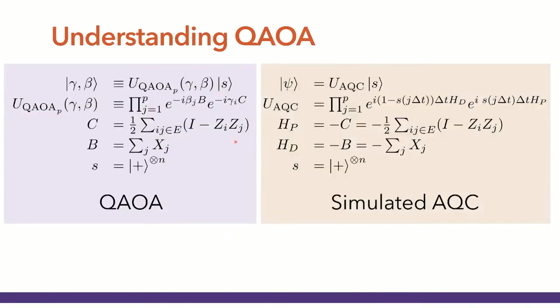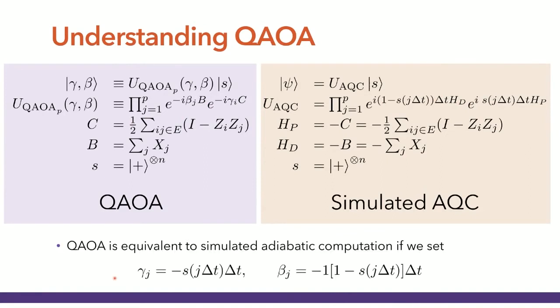So just to put them side by side, on the left we have the QAOA, and our ansatz is a product of exponents of minus i beta B and minus i gamma C. And on the right, we have the same product, but instead of beta, we have (1 minus s_j) delta t, and instead of gamma, we have s_j delta t.